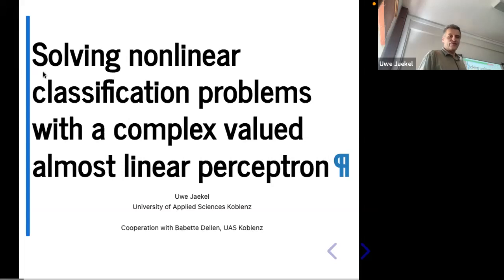This is pretty elementary stuff, so I will talk about very simple complex valued perceptrons, and this is a cooperation with my colleague Babette Gellin, who is also a professor at the same university. She works in biomathematics, and I'm coming originally from computational finance. That was the reason for them to hire me. And we have some projects together with much more complicated networks using the standard deep networks, convolutional deep networks, trying also to do some anomaly detection in pictures and so on.